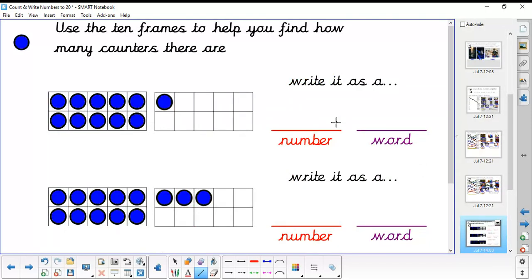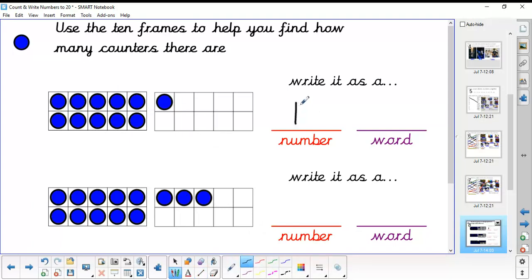We call them 10 frames, and we use them to group objects into 10. And the reason why we do that is because it's much easier to count in tens and add on a few more ones than it is to count all the counters over and over again. So here I have a 10 frame, so this one is full, so that must be 10. And I have one more. One more than 10 is 11.